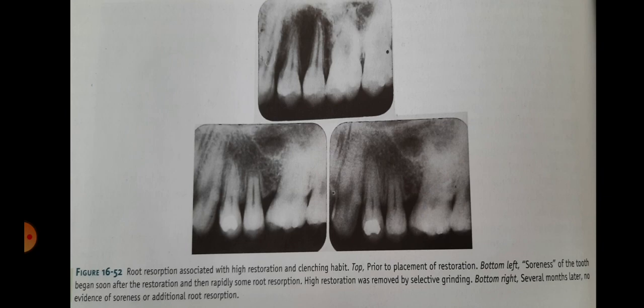In the bottom left, you can see there is a soreness of the tooth that began soon after the restoration and then rapidly some root resorption.